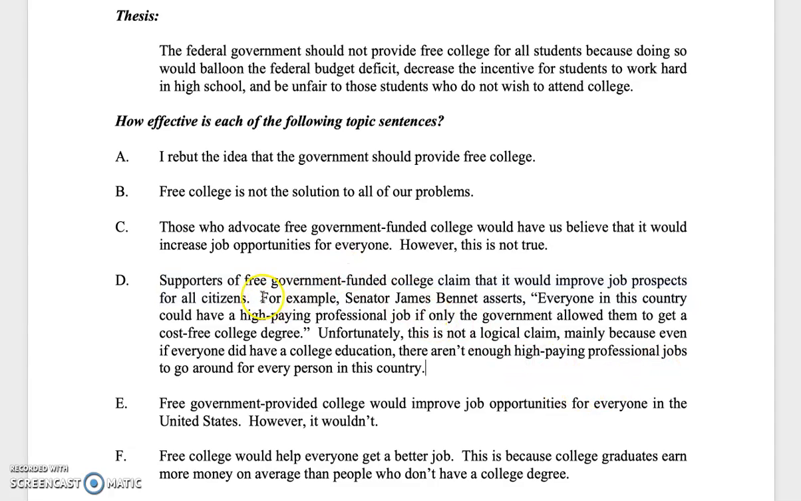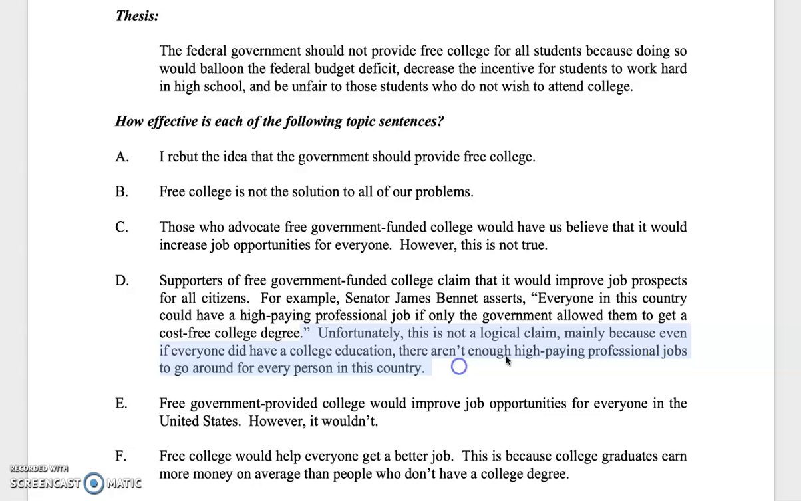And then it goes on to give a quote and a name for someone making that point, right? For example, Senator James Bennett asserts, and then it gives a quote that is all about how free college would improve job prospects. So that's really a nice example to follow up your setup of the other side with a person and a quote that represents that specific point.